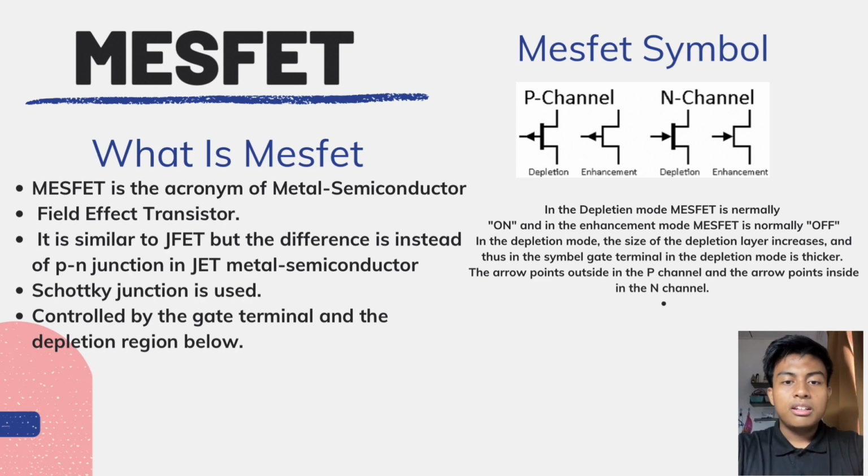In the depletion mode, MESFET is normally on, and in the enhancement mode, MESFET is normally off. In the depletion mode, the size of the depletion layer increases, and thus, in the symbol, the gate terminal in the depletion mode is thinner. So, the arrow points outside in the P-channel and the arrow points inside in the N-channel.